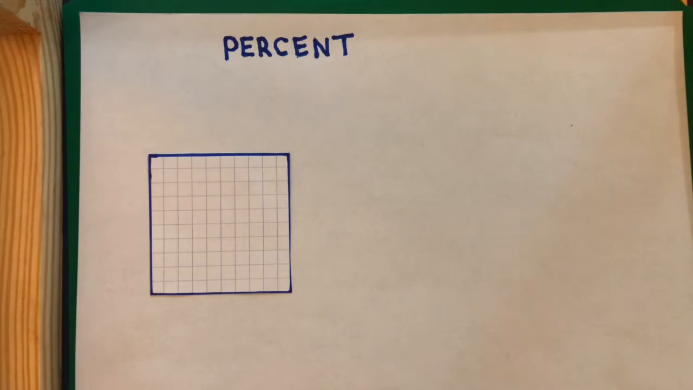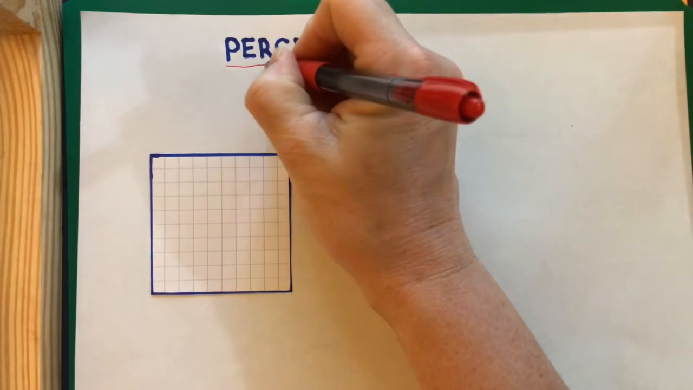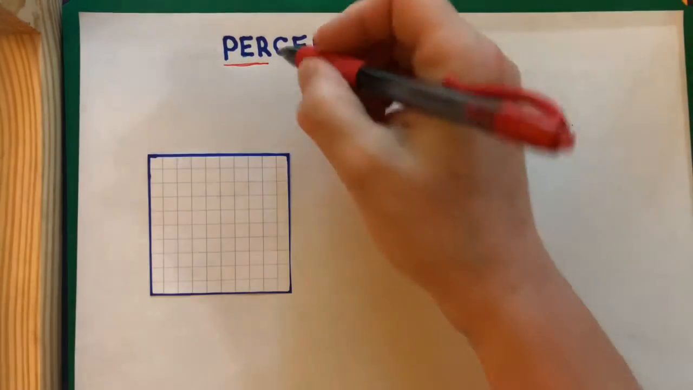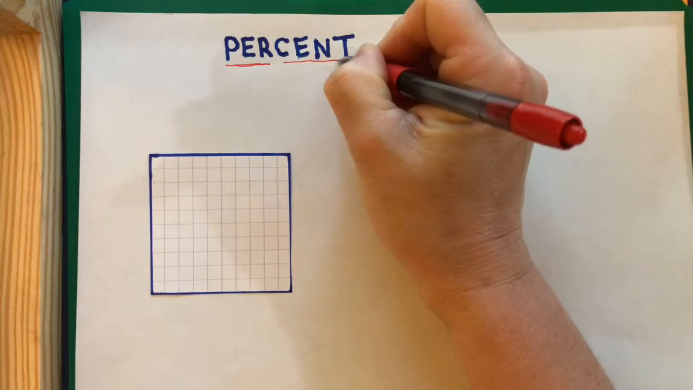Today we are going to look at percents. What is a percent? Let's look at the word. If you look at the word percent, it has the word per in it, and it has the word cent.